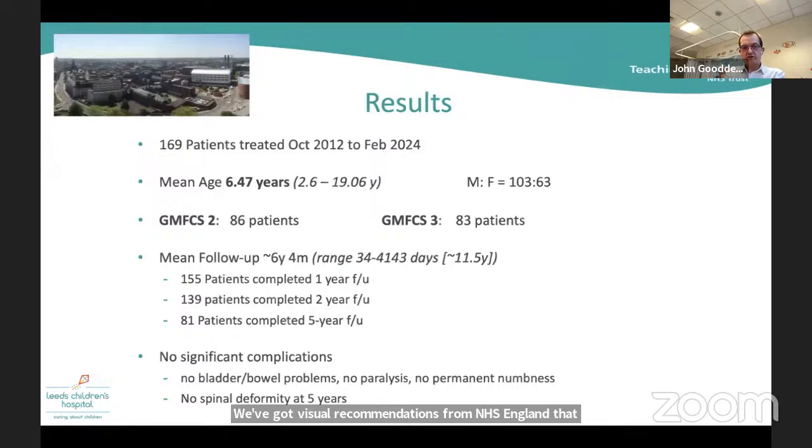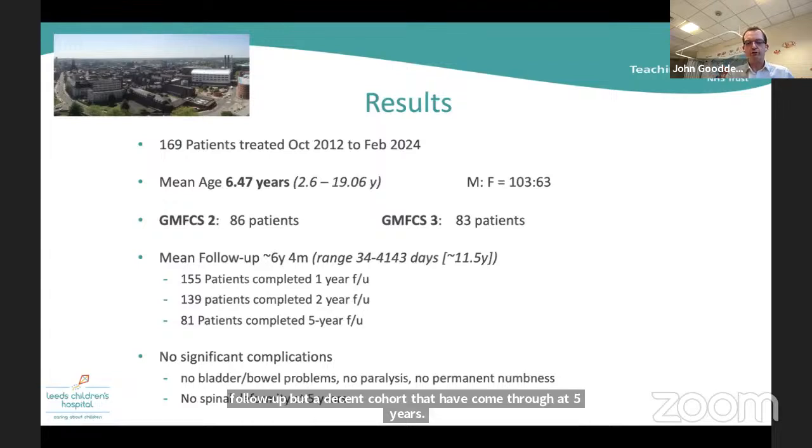I've currently treated 169 patients, roughly even split between GMFCS 2 and 3, more boys than girls. We followed up patients now. We've got 14 or 15 that we followed up at 10 years. As you can see, more heavily weighted to the shorter term follow-up, but a decent cohort that have come through at 5 years. We're seeing that spasticity is reduced for all patients.